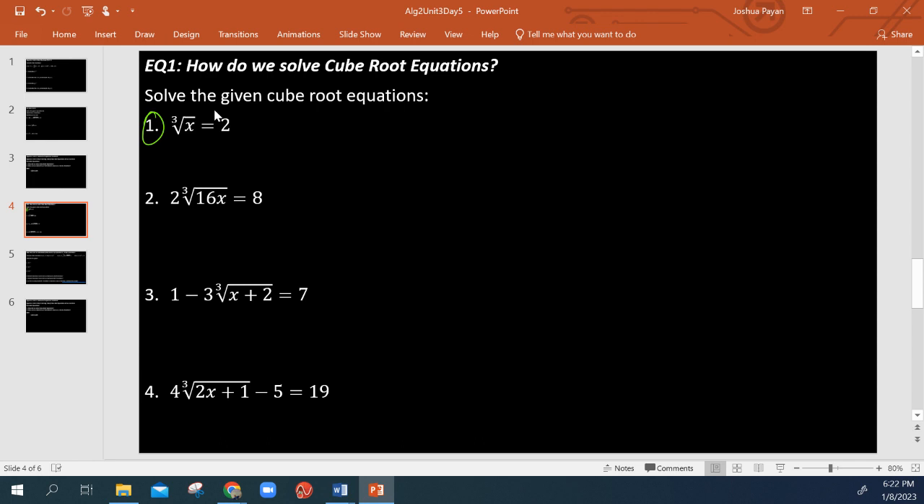So right here we've got the cube root of x is equal to 2. So obviously I would want to do the inverse of the cube root of x, which is to cube both sides. So that's going to be x is equal to 2 to the third power, which of course we know is 8. So that just means our answer is 8. And of course, if we plug back in, the cube root of 8 obviously is 2.